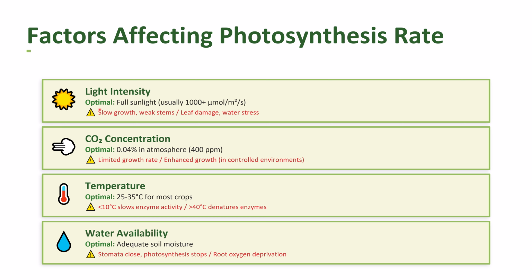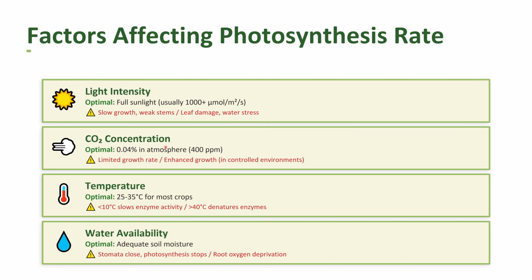Light intensity: optimal is full sunlight, usually thousands of micromoles per square meter per second. Too little leads to slow growth, weak stems, leaf damage, and water stress. Plants love full sunlight. Low light leads to slow growth and weak stems. However, too much intense heat from the sun can actually cause leaf damage.